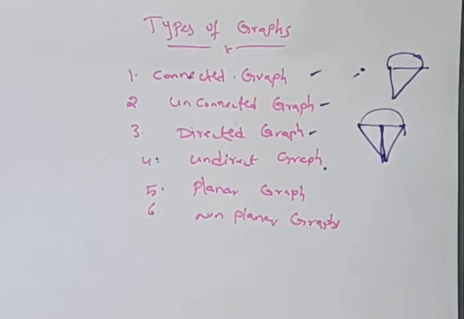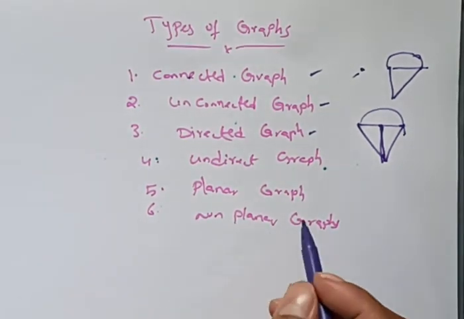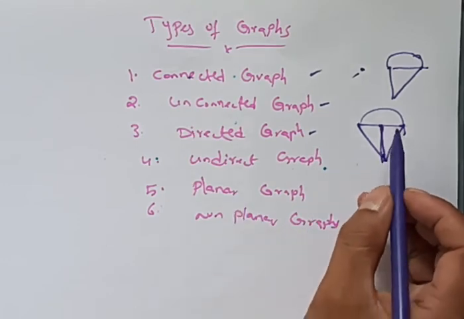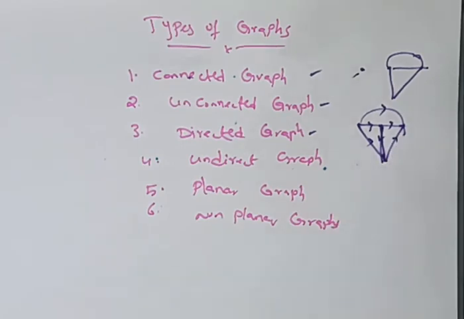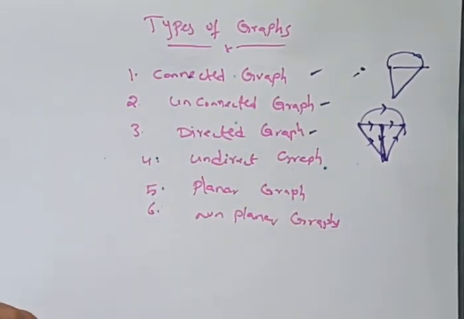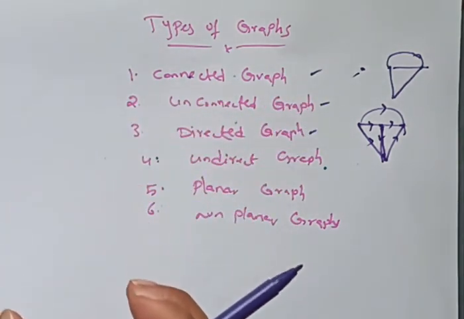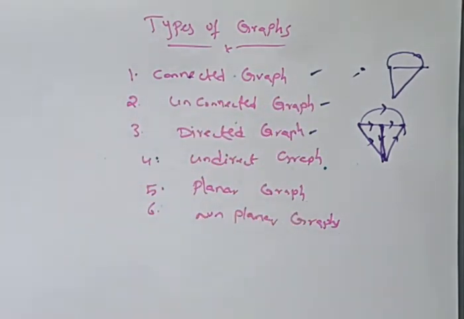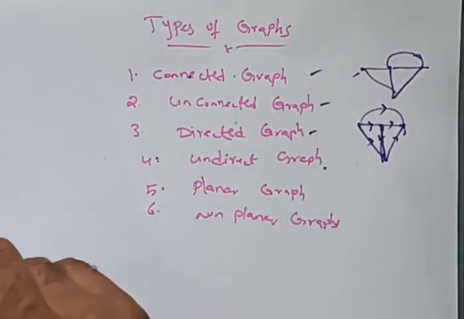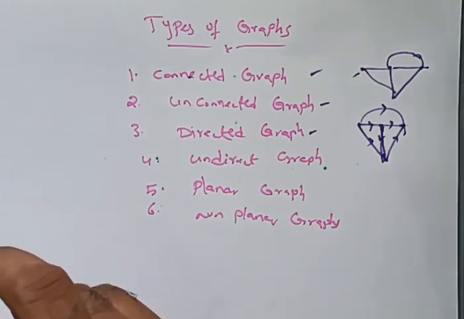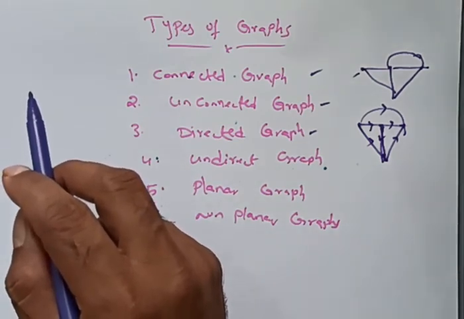Okay, next category is directed graph. What do you mean by directed graph? If all the branches of a graph are represented with arrows, that means that represents some flow of current. If all the branches of a graph are represented with certain arrows, that graph is called as a directed graph. Or we can say that is oriented graph. If at all there are no arrows on this graph, that simply we can call it as an undirected graph or unoriented graph.